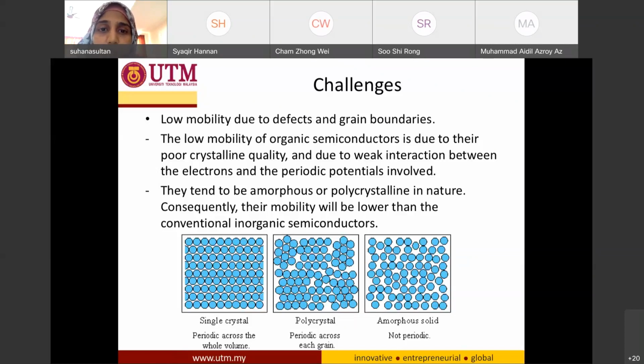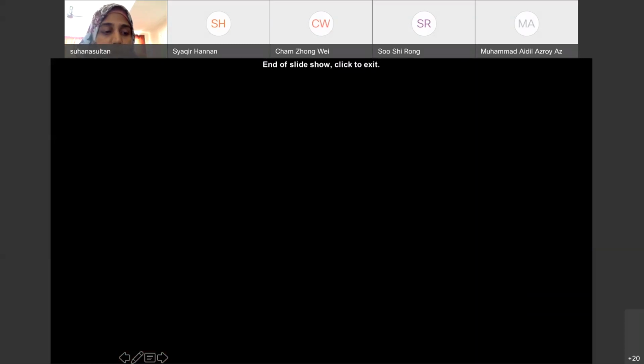So the low mobility of organic semiconductors is due to their poor crystalline quality and weak interaction between the electrons and the periodic potentials involved. They tend to be amorphous or polycrystalline in nature. Consequently, their mobility will be lower than conventional inorganic semiconductors. So you have to understand this as well, the crystalline order of organic semiconductors. Okay, so I have finished organic semiconductor.